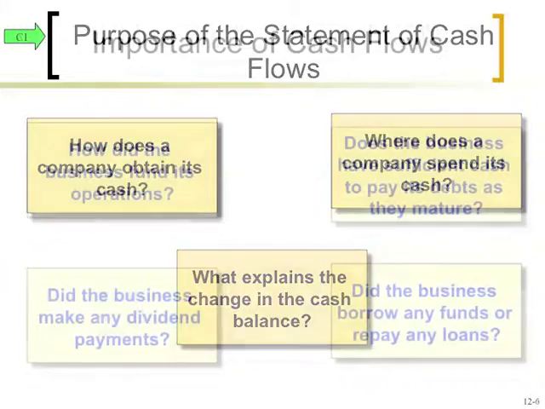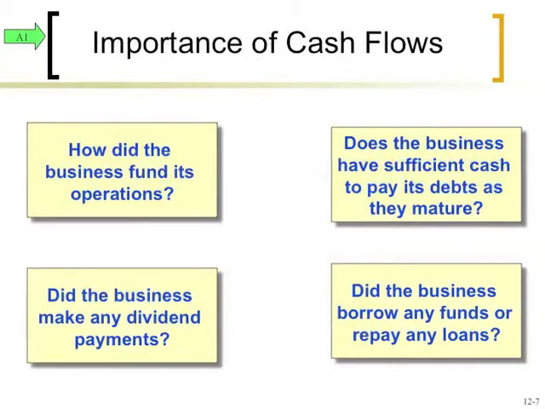And moving to the next slide, slide 7, we say, okay, how did a company fund its operations? Does it have, or did it have, enough cash on hand to pay its debts? Did they make dividend payments? Did they have to borrow funds? Did they sell stock? Well, these are the questions that a statement of cash flows will answer for you that neither the income statement nor the balance sheet will do for you.